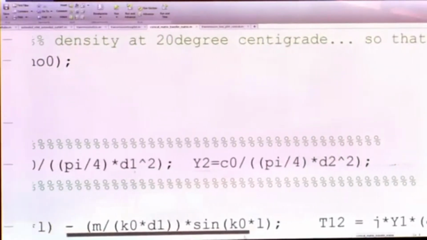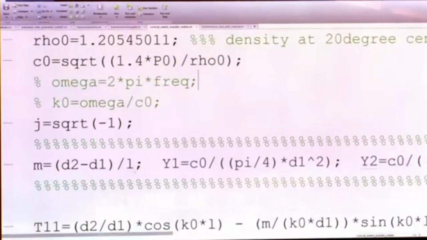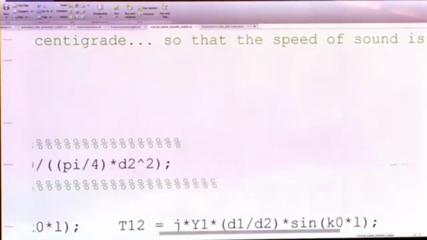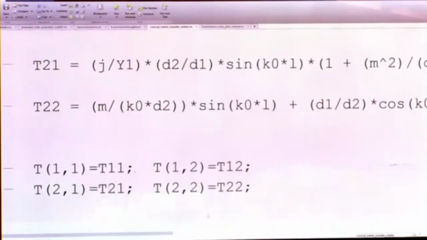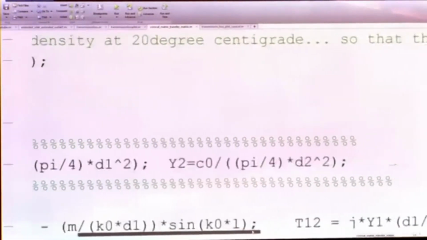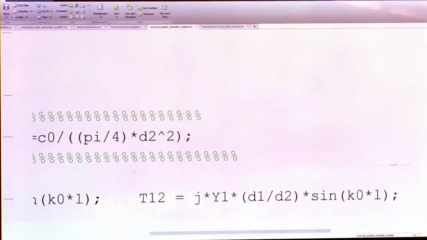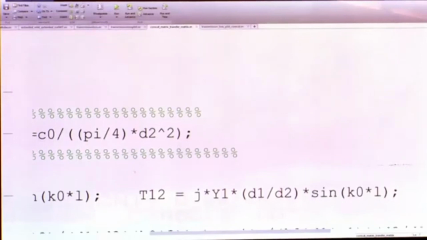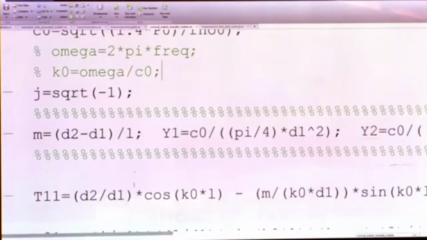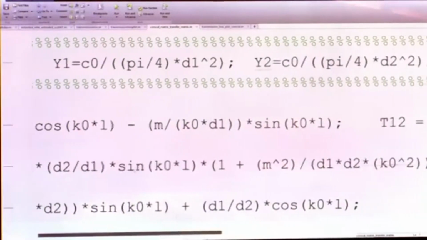y1 and y2. Ordinarily I would comment the code, and that is the advice I would give to you students as well, but it is written in less time, so there were no comments. Anyways, T11 is the first of the 4 pole parameters like we discussed, and T12 is j times y1, that is the characteristic impedance at section 1, into the ratio of d1 by d2 into sine k naught L. It was that thing. And now T21 is j into y1 into d2 by d1 into sine k naught L, and all the terms that follow.